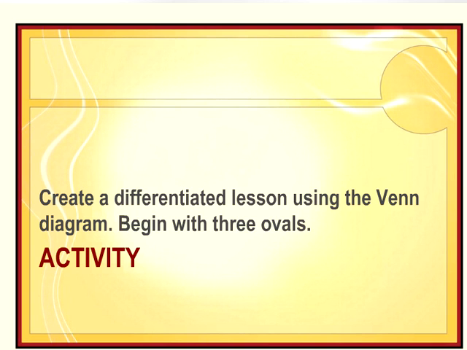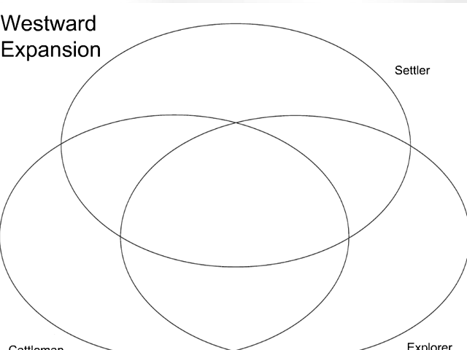Okay, let's practice this. We are going to create a differentiated lesson using it. Now, we are going to start with 3 ovals, and that we have found is the best way to do it as an educator, making sure that you have 4 worthy areas. We are going to look at westward expansion, and we've chosen settler, explorer, and cattleman.